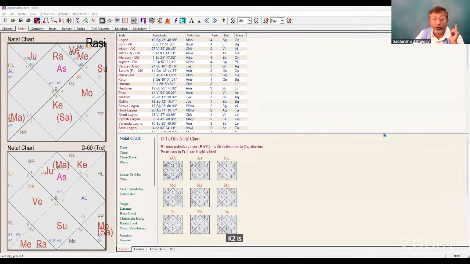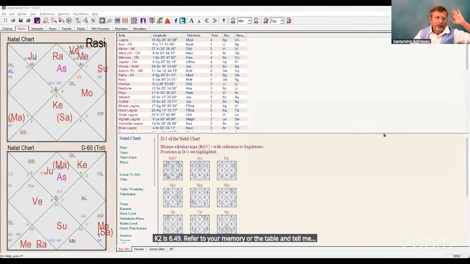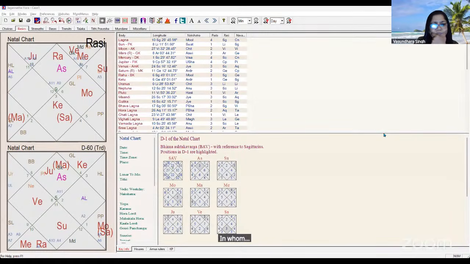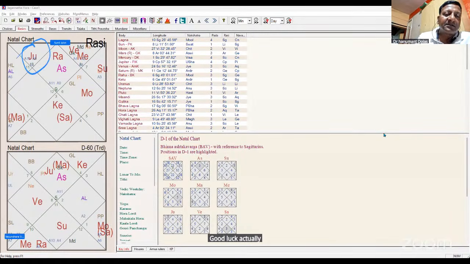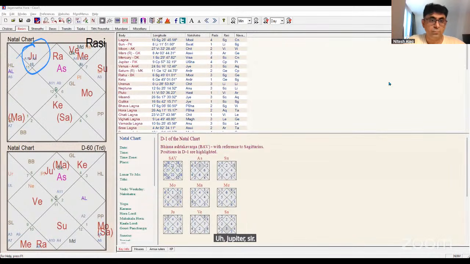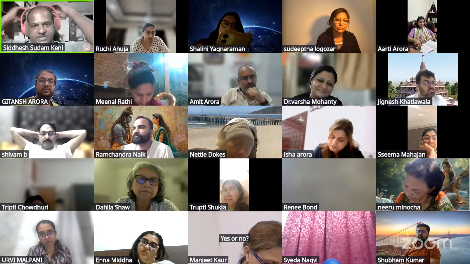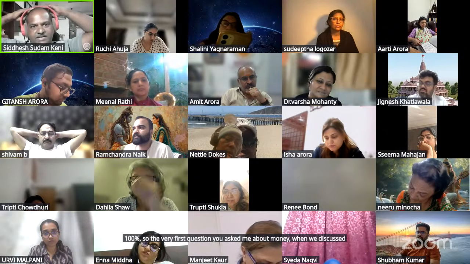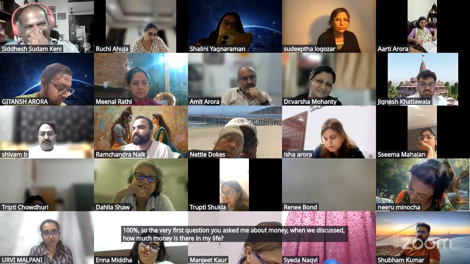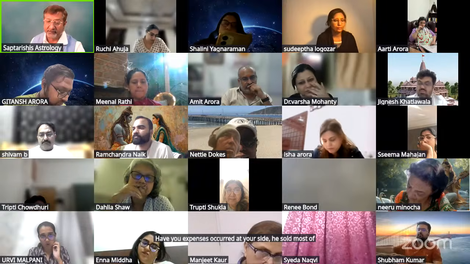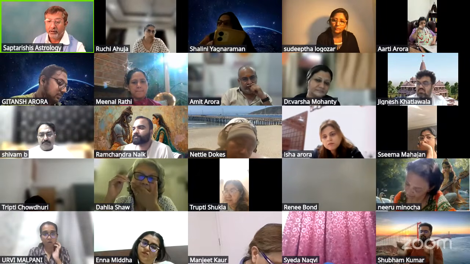Ketu is 6.49. Refer to your memory or the table and tell me. Jupiter, sir. Jupiter. Still the same Jupiter. Second, this person will be crying all his life for money. Yes or no? 100%. So the very first question he asked me was about money, when we discussed how much money is there in my life. So what he is writing: heavy expenses occurred on his side. He sold most of his assets. 2 flats he sold.